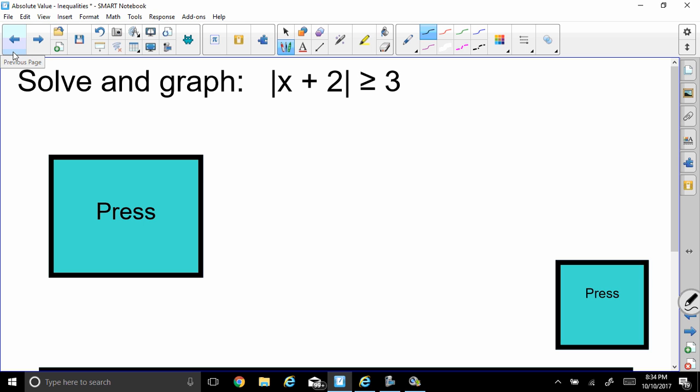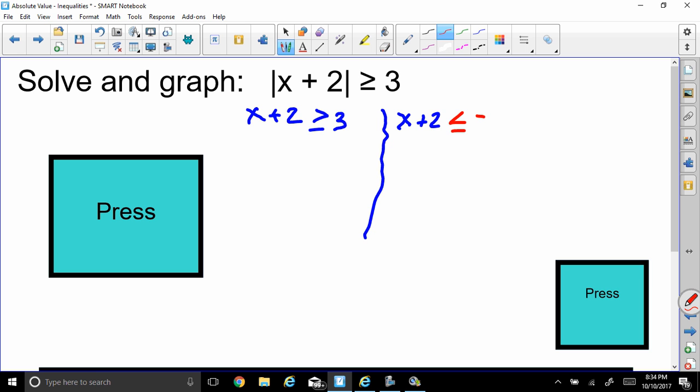So here's our first question. Let's solve and graph. We want to isolate our absolute value symbol, the absolute value of x plus 2. So we get rid of the symbol and rewrite this as an inequality. Then we take the isolated absolute value again, but this time we're going to flip the symbol to its opposite, and we're going to make the 3 a negative 3.